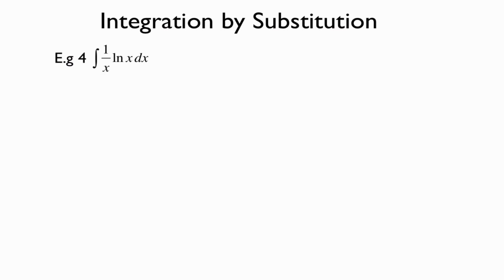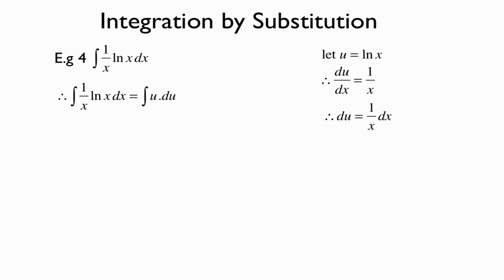For our final example, we're going to have a bit of a look at some common log expressions. In this case, we've got the integral of 1 on x log x. Now looking at that, we should remember from our table of standard integrals that the derivative of log x is 1 on x. So if we let u equal log x, then du dx is equal to 1 on x. Now once again, that's a nice result because we can do a straight substitution du for 1 on x dx.